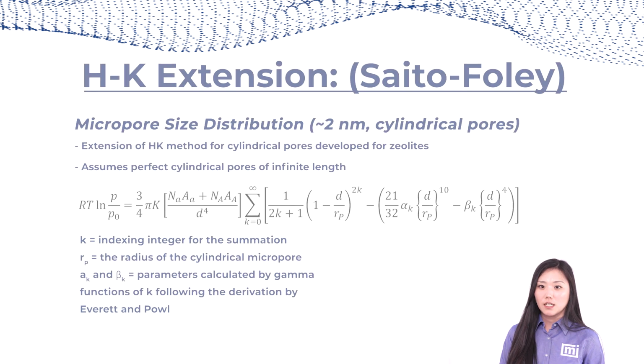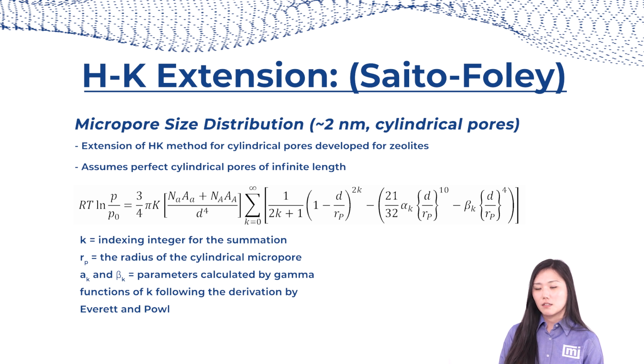Next, the Saito-Foley method is an extension of the HK method to characterize cylindrical pores below 2 nanometers, developed for zeolites. On top of the assumptions made for HK, it assumes that the pores are perfectly cylindrical with infinite length. The equation is very similar, so we see the change in free energy on the left of the equal sign, which depends on the relative pressure, and the radius of the cylindrical micropore is calculated at a given pressure.